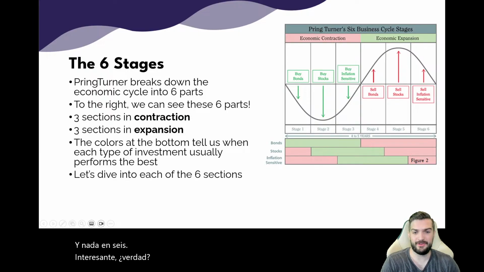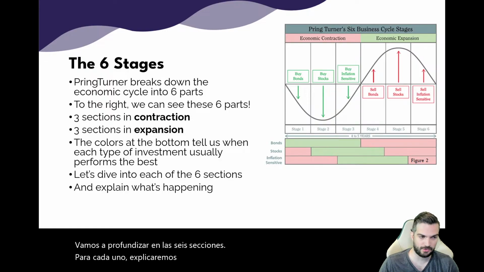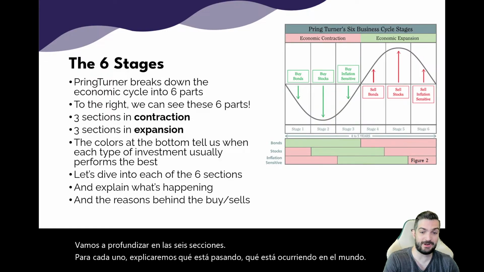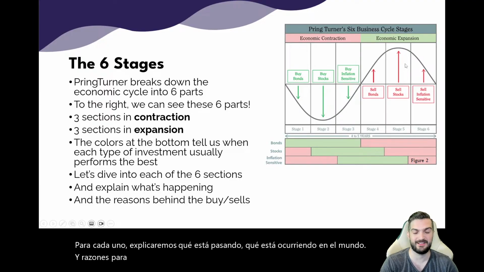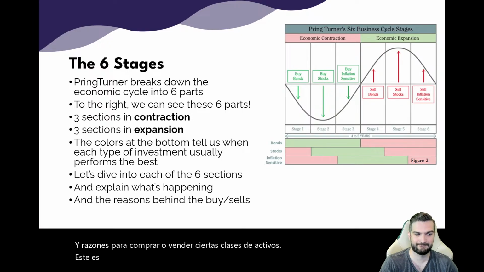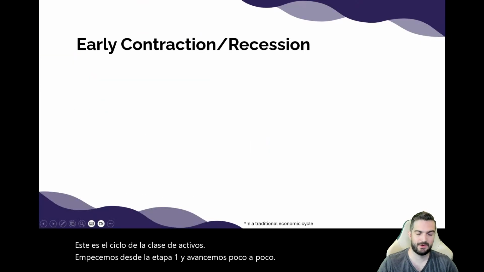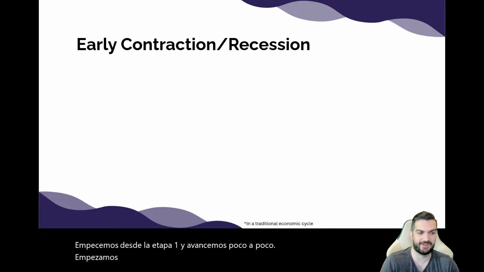Let's dive into all 6 of these sections. For each one, we'll explain what's happening, what's going on in the world, and reasons behind buying or selling specific asset classes. This is the asset class cycle. Let's start from stage 1 and work our way. We start off with early contraction or recession.